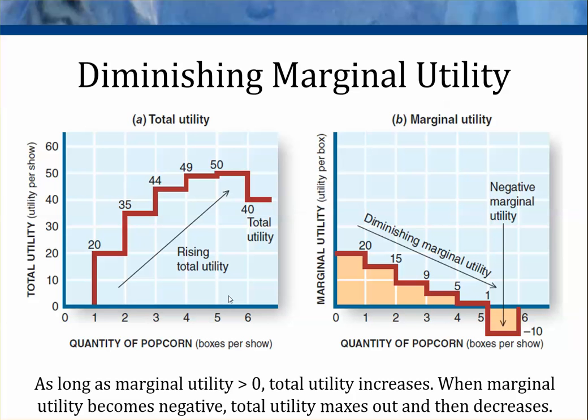And when you finish the fifth box of popcorn, if the seller says, "Would you mind buying the sixth?" You will say, "No, I'm full." But instead of buying it, you would probably say, "If you really want me to take the sixth, maybe you can give me money." So you can see as the marginal utility decreases, your willingness to pay decreases.